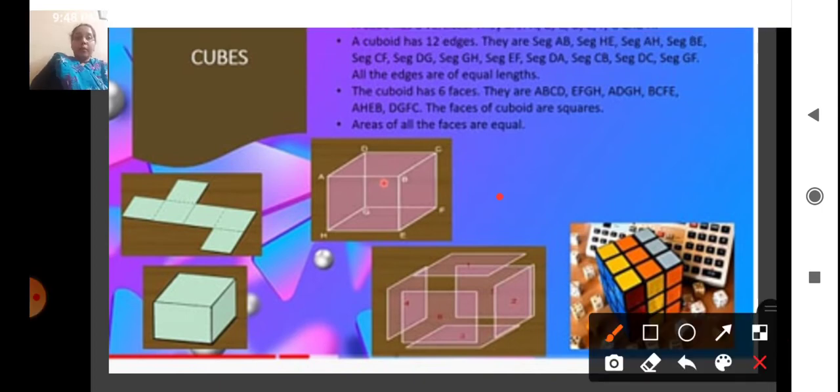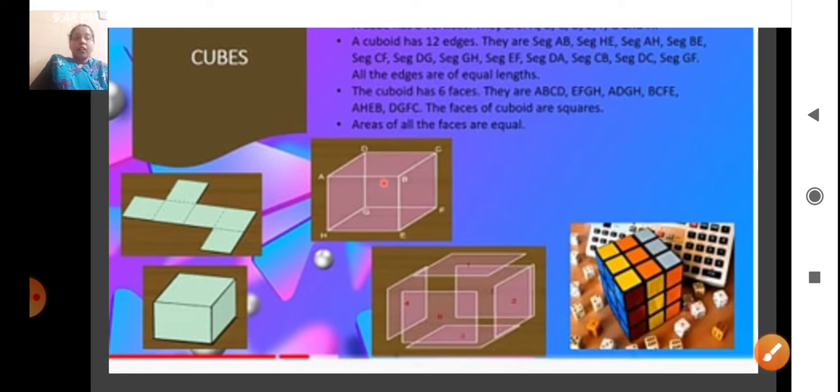A cube has 12 edges. I have drawn the cube here on my screen. Let us see the 12 edges of the cube. They are these. Let me mark them.